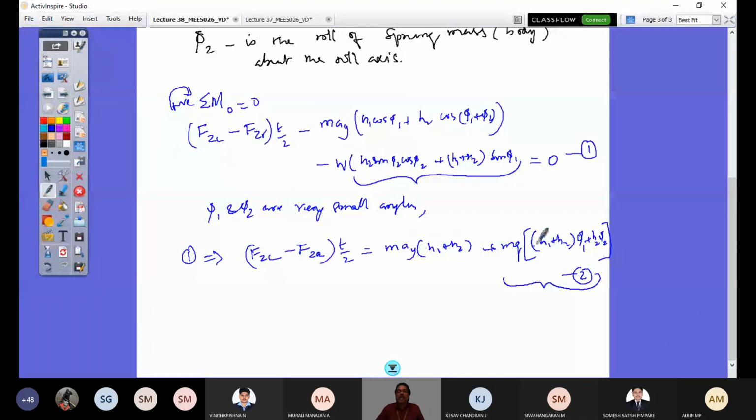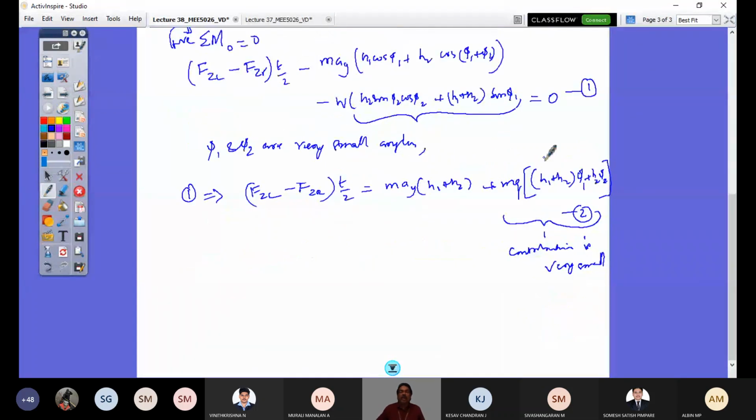If you consider that, you neglect this, and then you can equate. For an engineering analysis, you have to account for that. We will do that later. But if I neglect this, then it becomes a very simplified expression. F_zL minus F_zR into T by 2 is simply m a_y into (h1 plus h2). This is just looking at your diagram itself.